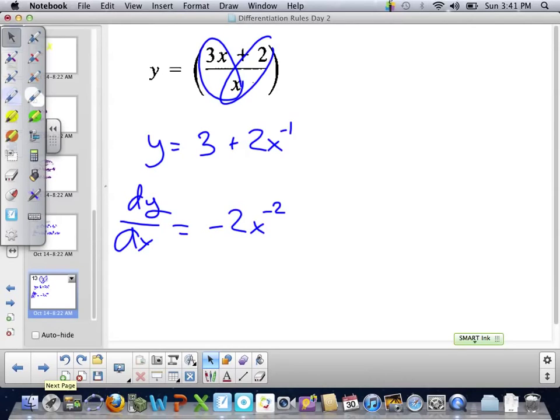So in review, the constant rule, derivative of a constant is 0. The power rule, x to the n, the derivative is nx to the n minus 1. The constant multiple rule and the sum and product rule. I'll use these to help us find derivatives a lot quicker.